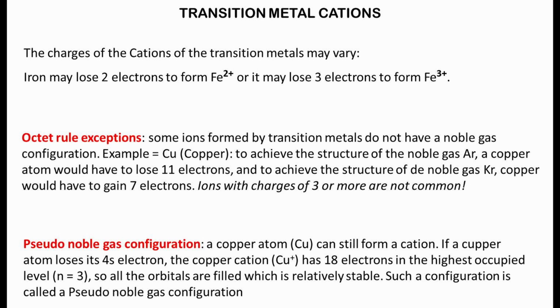A copper atom can still form a cation. If a copper atom loses its 4s electron, the copper cation has 18 electrons in the highest occupied level, so all the orbitals are filled, which is relatively stable. Such a configuration is called a pseudo-noble gas configuration.